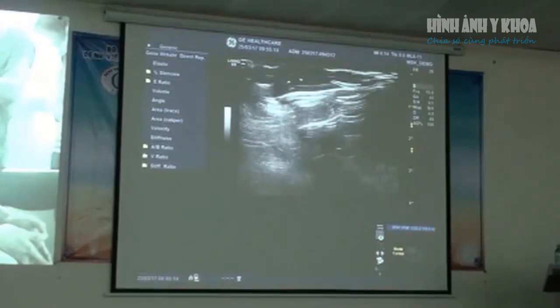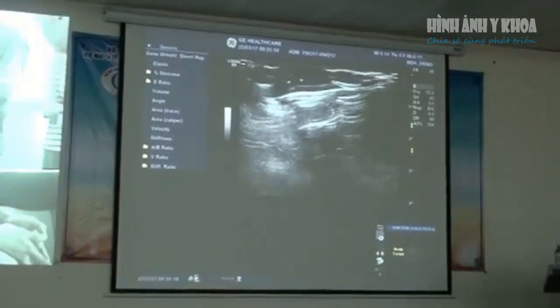So when I'm scanning the shoulder, it's important for the patient to sit nice and straight. So sitting like this is no good. You need them sitting up straight.